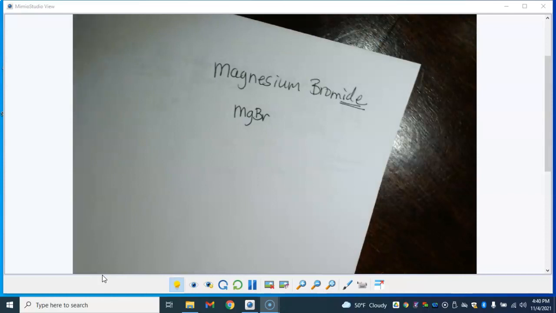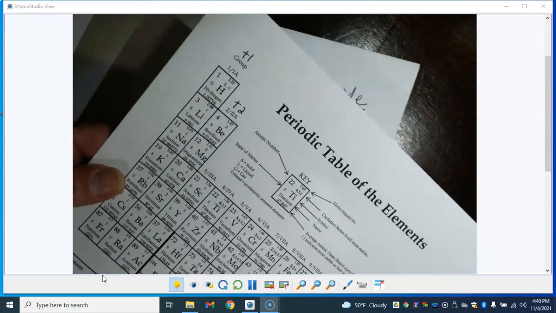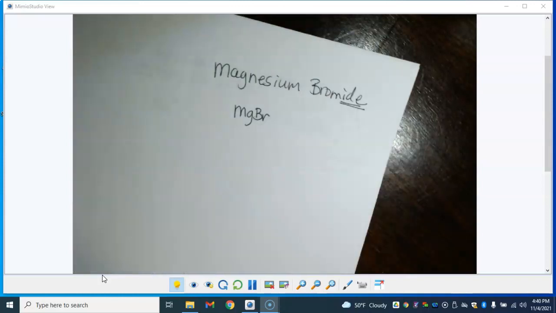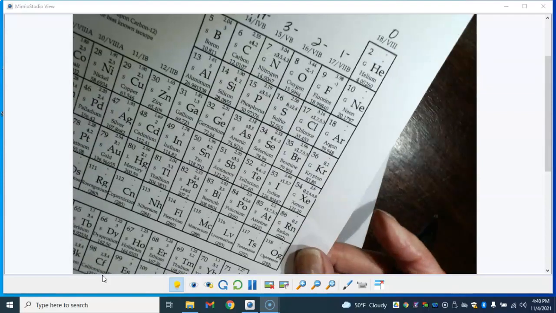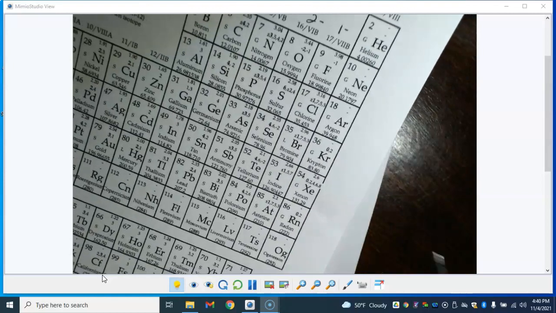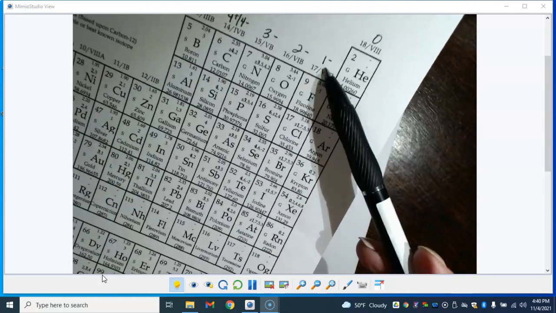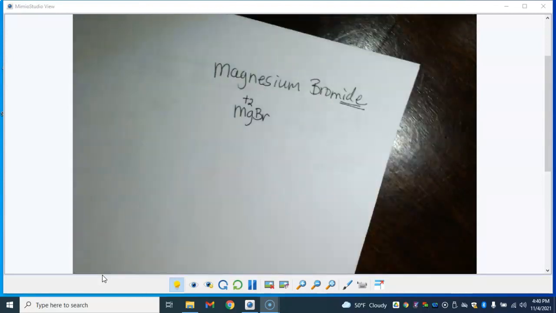The next thing I'm going to do is assign oxidation numbers. I look on my periodic table to see what group magnesium is in. Magnesium is in group 2, so it has an oxidation number of +2. I'm going to write +2 right above Mg. Now I'm going to find bromine, which is in group 17, and it has an oxidation number of -1. So I'm going to write that right above bromine.